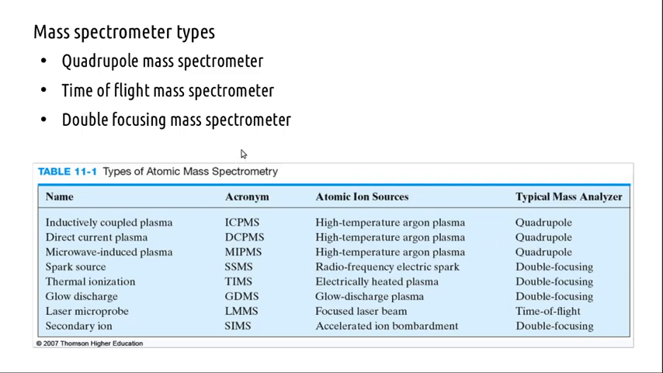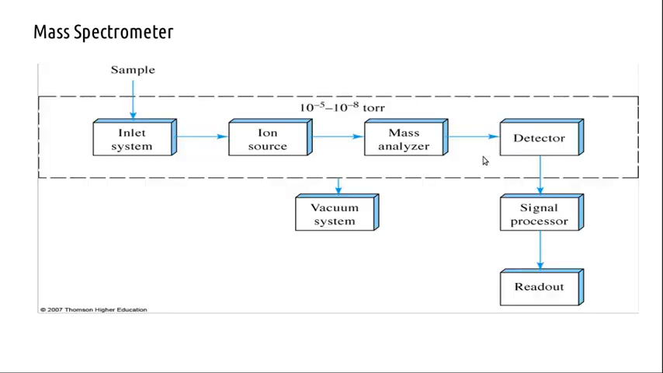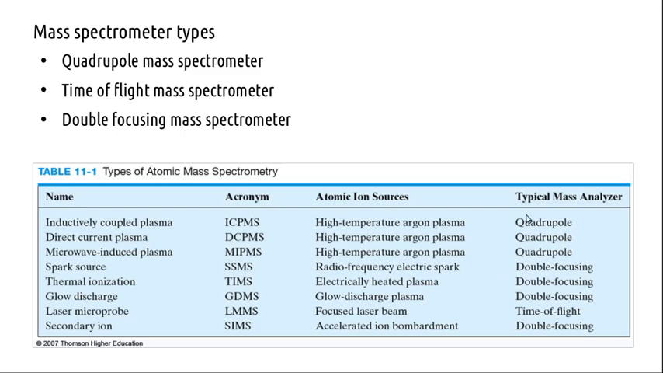So different types of mass spectrometers exist. The ICP-MS is one of them, and within these different types of mass spectrometers you have different mass selectors. This particular portion, the mass analyzer, is equivalent to a monochromator. It varies: you have quadrupole type and time of flight type. We will discuss these two in this section.